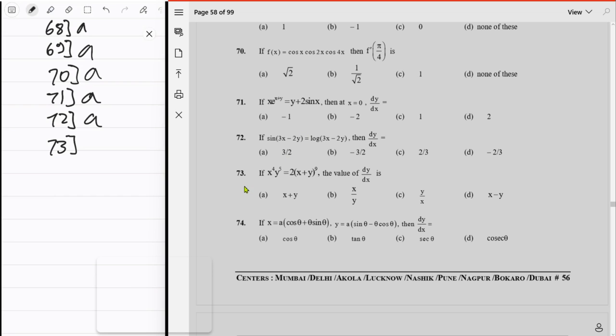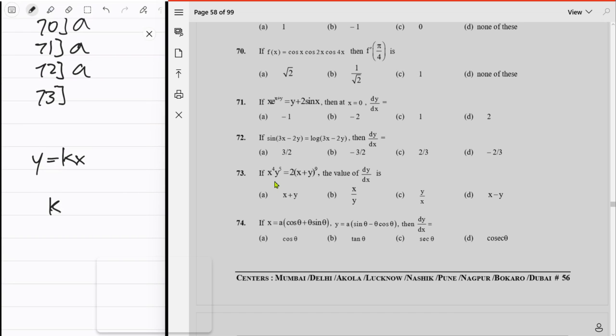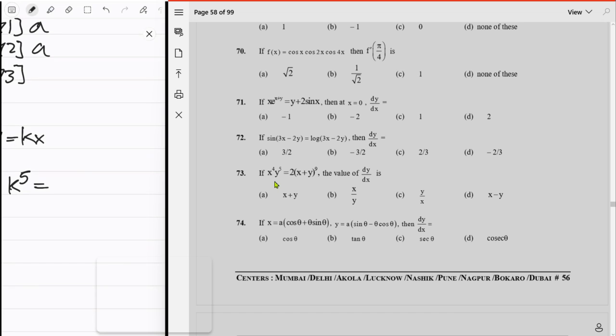73rd. If x power 4 plus y power 5 equal to 2, x plus y power 9, then the value of dy upon dx is... Oh yeah, okay. So notice this is homogeneous, right? What you can just do is put y equal to kx. That will set up this equation: k power 5 is equal to 2 times of 1 plus k power 9. So this is a polynomial equation. It will have some values of k, which will be constants.